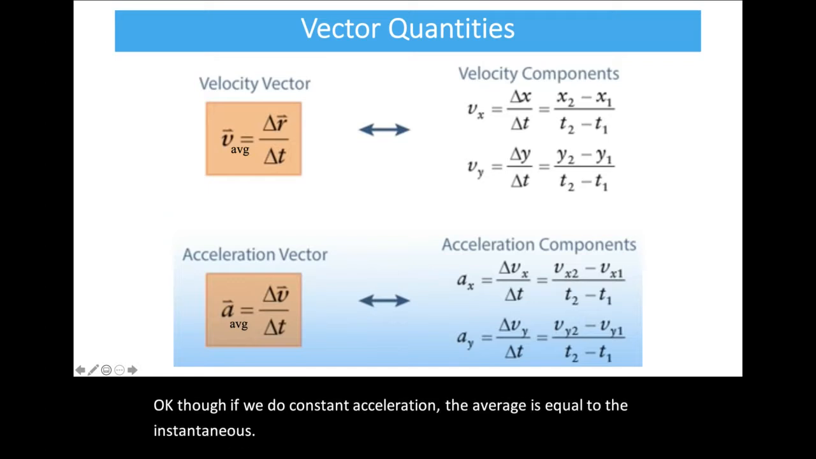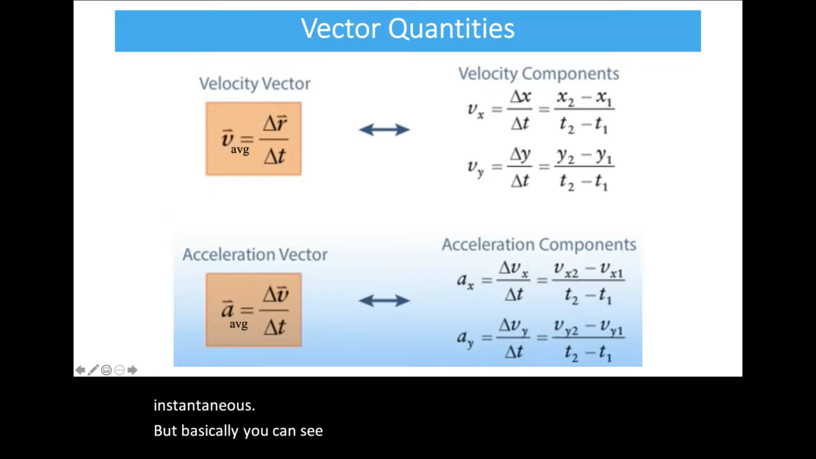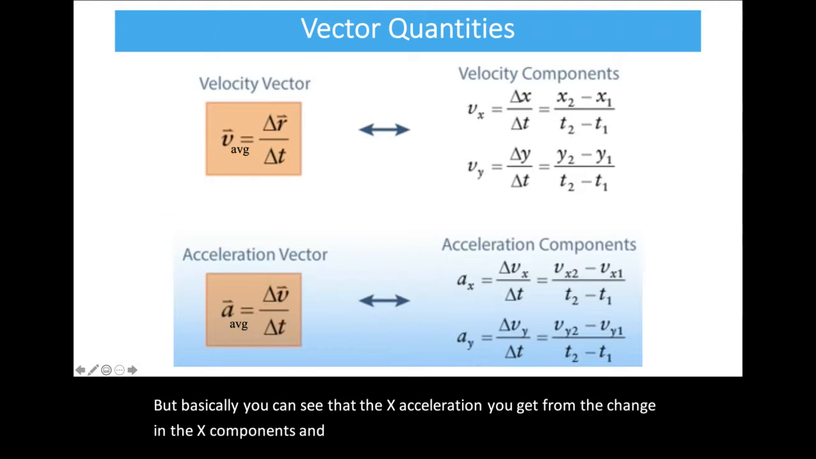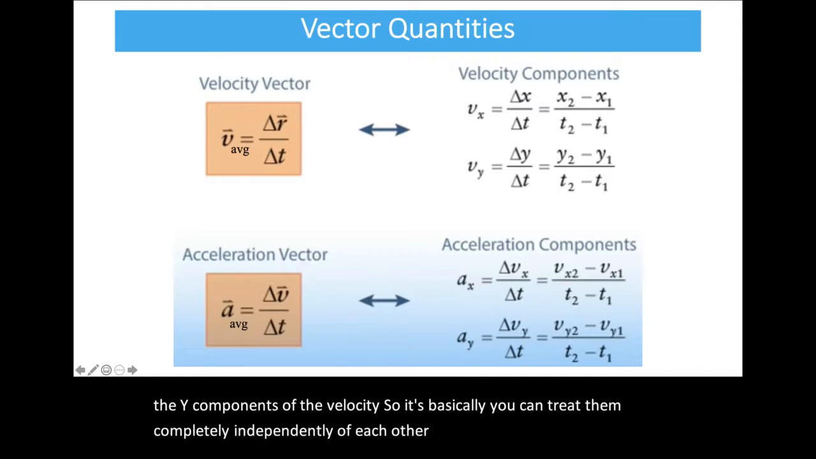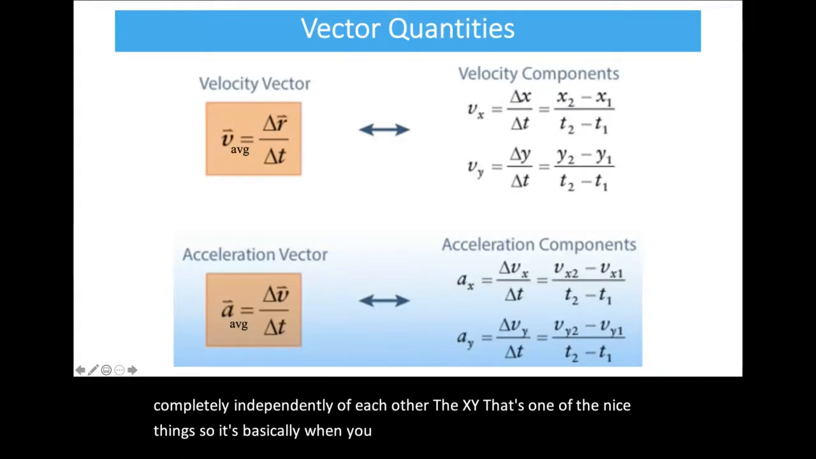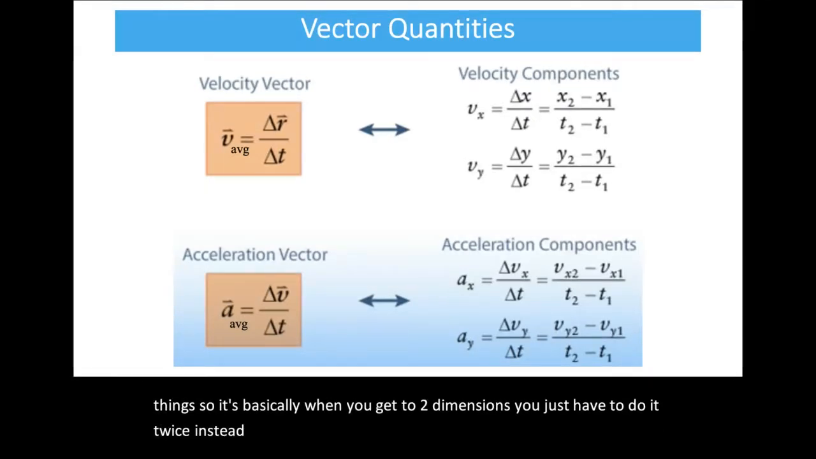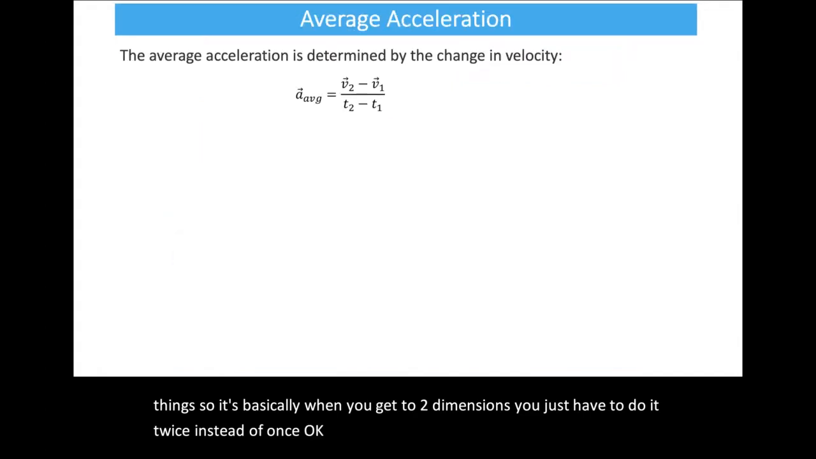But basically, you can see that the x acceleration you get from the change in the x components, and the y acceleration you get from the change in the y components of the velocity. So you can treat them completely independently of each other, the x and the y. That's one of the nice things. So when you get to 2 dimensions, you just have to do it twice instead of once. Okay, so we've got 2 more minutes here, so we should have time to do this.